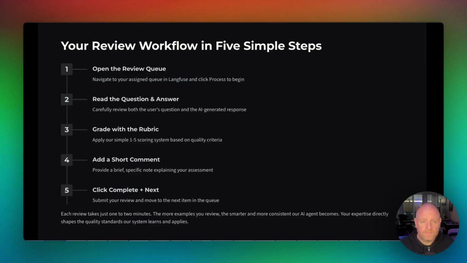You'll open up a queue, see a question that the AI's answered. You'll give it a score. You'll give it a quick note and then hit complete and go on to the next one. That's it. The more examples you review, the smarter and more consistent the agent gets.